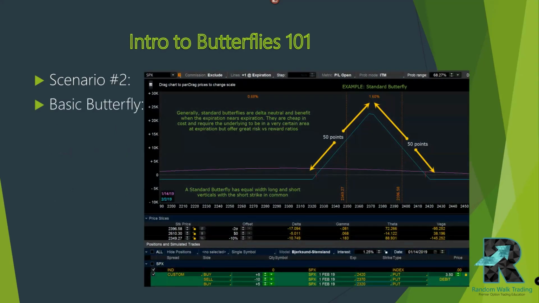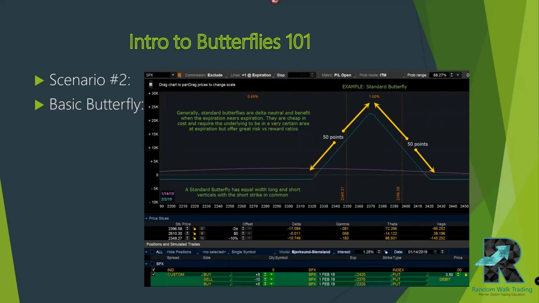The basic butterfly here, I just pulled up, this is SPX. A butterfly consists of a long spread and a short spread. The long spread in this case is 50 points. It's the 2420, 2370 put spread, which is a long put spread. Then we sell a spread against it, which typically is going to be at the same strike price. So we're going to sell the 2370 and 2320, also 50 points.